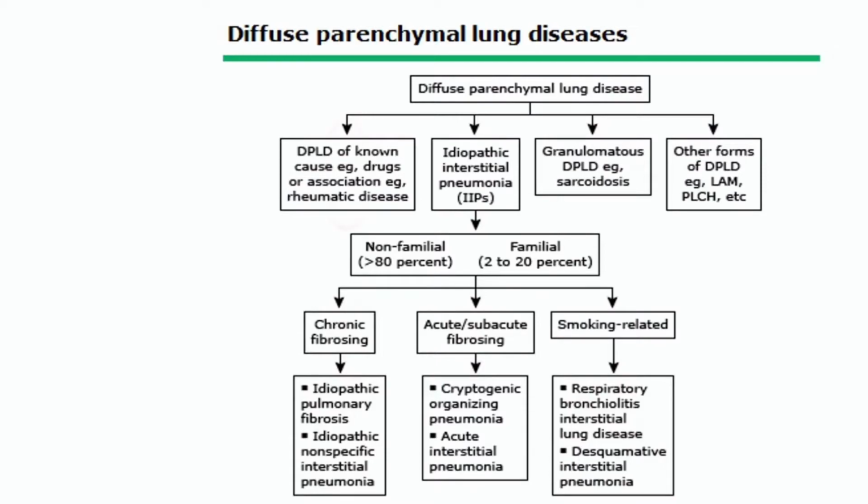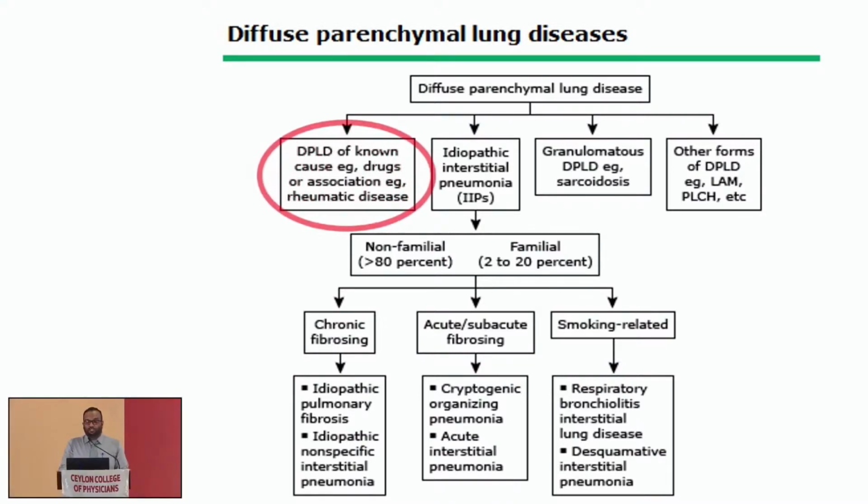So, diffuse parenchymal lung disease. Having said about idiopathic pulmonary fibrosis, now I'm going to talk about connective tissue disease associated interstitial lung diseases, that comes under interstitial lung disease of known cause. So here the cause is connective tissue disease.